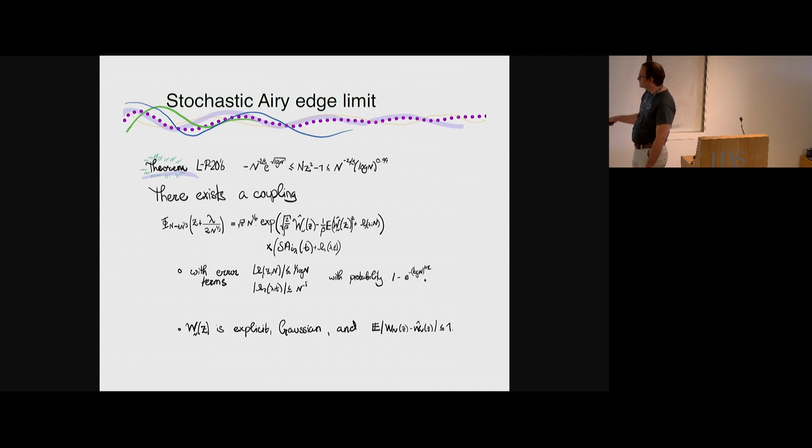And the error terms are small in different ways, but okay, it's not important. The error terms are small with a tiny probability. So this is smaller than any power of n. So if you want any sort of statistic about phi, you may as well be looking at the stochastic Airy function at the edge. That's the point.